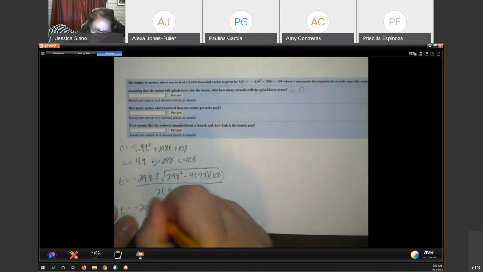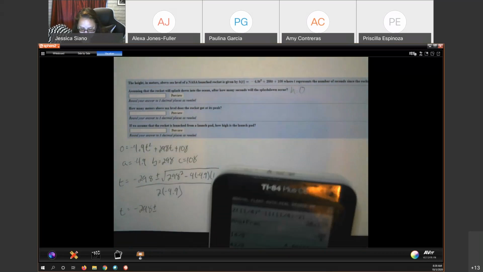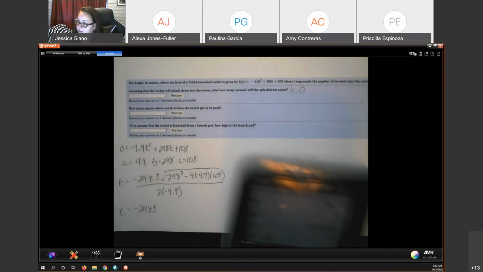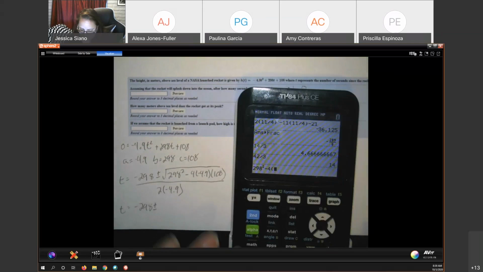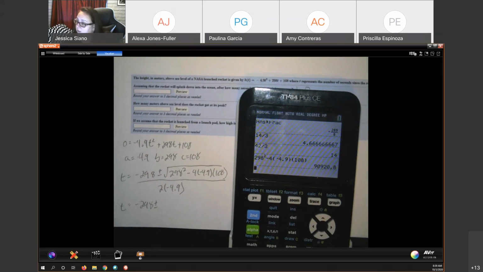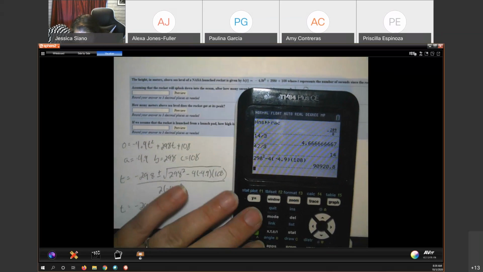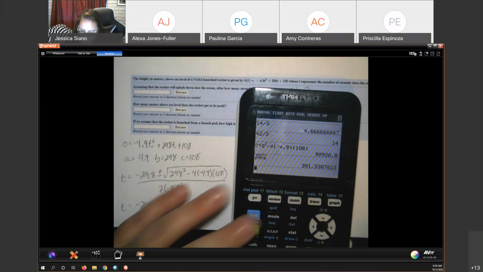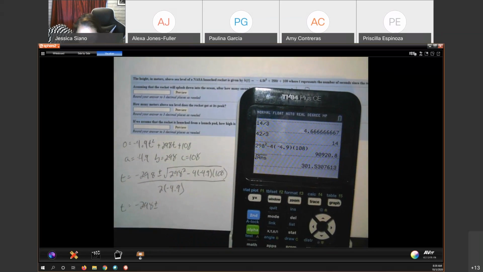Negative 298 plus or minus the square root of 298 squared minus 4 times negative 4.9 times 108, and then the square root of that. 301 point, how many decimal points do you need? 301.531.